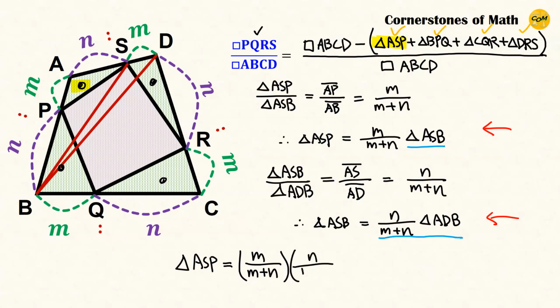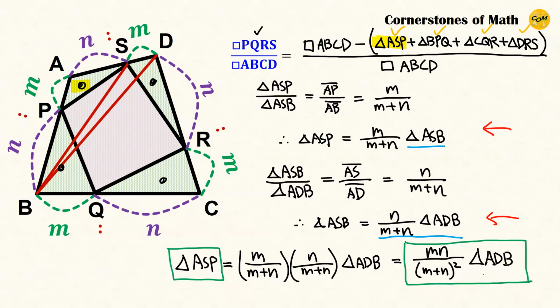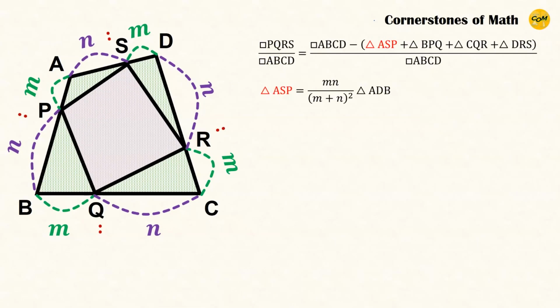So n over m plus n times triangle ADB. So we have mn over m plus n squared times triangle ADB. So we have obtained this relation. However, this triangle ADB is not the entirety of quadrilateral ABCD. So now what? Well, let us do the similar process to other triangles and see what happens.